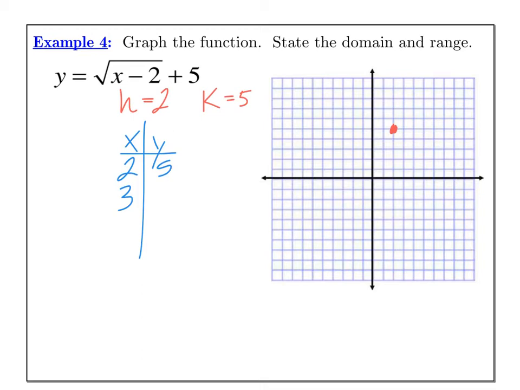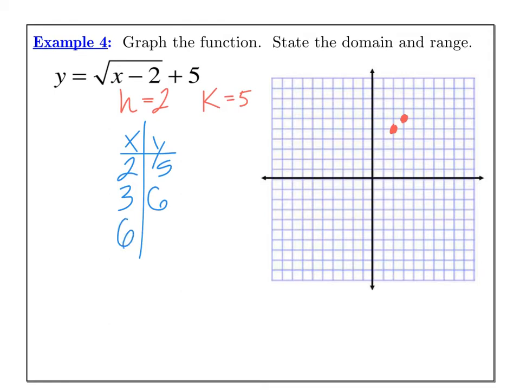The square root of 1 is 1, plus 5 more is 6. That's another ordered pair on the graph, 3 comma 6. And I say we find at least 3 ordered pairs. I'm not going to plug in 4. Why not? Because 4 take away 2 is 2. The square root of 2 is irrational. Let's prevent using those decimals. So I don't want to plug in 5. 5 take away 2 is 3. Square root of 3 is irrational.